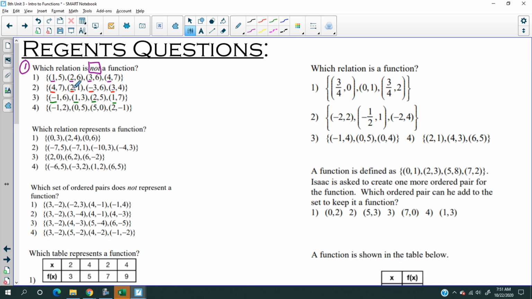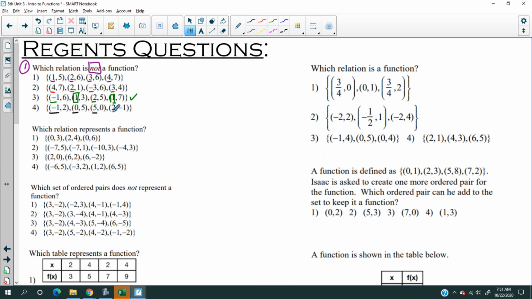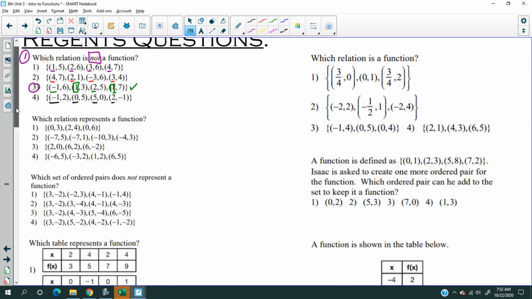Let's see. 4, 2, negative 3, 3. And then let's see, negative 1, 1, 3, 2, 5. Uh-oh. You see how the 1 repeats here? So it's probably this one, but let me just double check to make sure. All right, and the last one, let's see, negative 1, 0, 5, 2. Nope. Okay, and that's it. There's your choice. All right, and that's how you do it. Because remember what I said yesterday: the x cannot repeat.